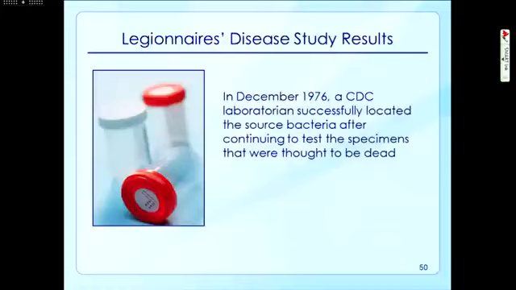In December of 1976, a CDC laboratorian successfully located the source bacteria after continuing to test specimens that were actually thought to be dead. A new bacteria that had caused the disease was discovered in this process. After isolating the bacteria, conditions at the hotel were investigated to determine their connection with the onset of the illness. Bacteria similar to this one grow in warm waters in nature, such as hot springs, and also had been associated with air conditioning cooling systems.